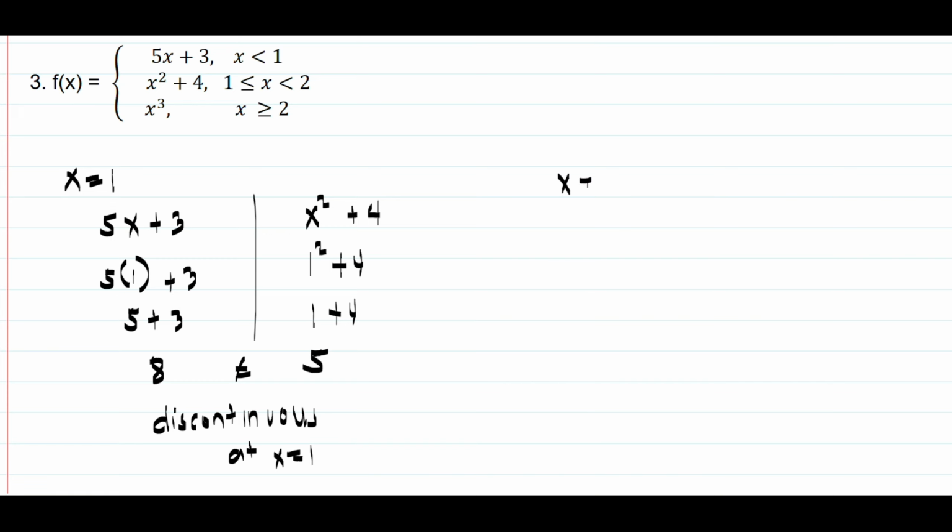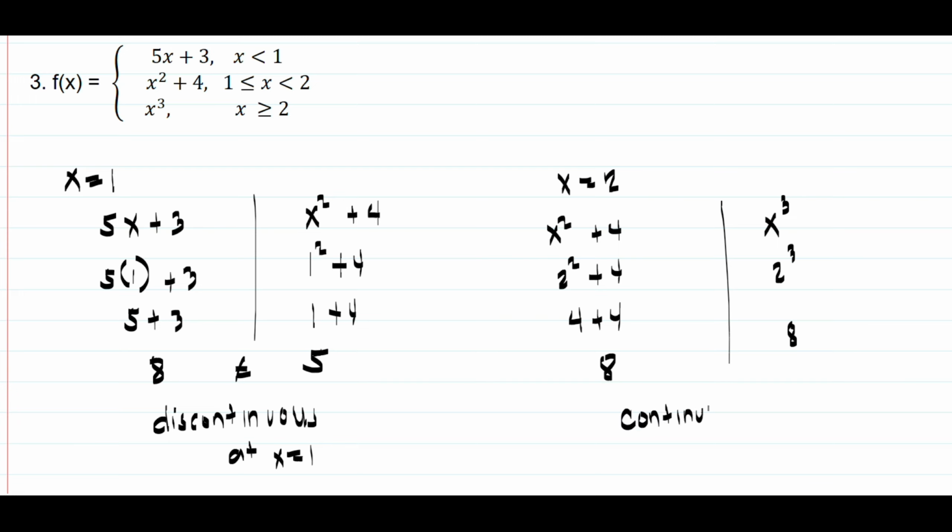How about if x equals 2? So we have here x squared plus 4 and then x cubed. So we have 2 squared plus 4, that is 4 plus 4, and that is 8. And on the other side, we have 2 cubed, and that is 8. Since the values of the functions are equal, which is 8, therefore, we can say that it is continuous at x equals 2 and discontinuous at x equals 1.